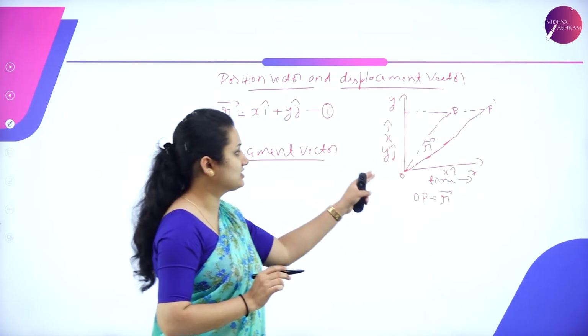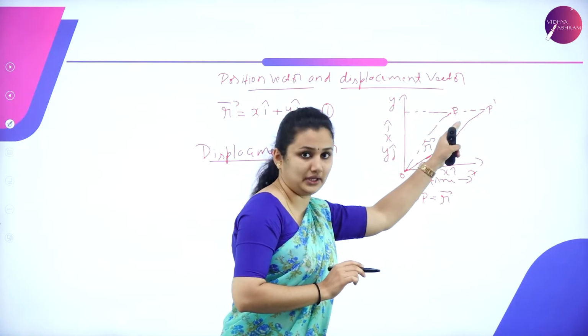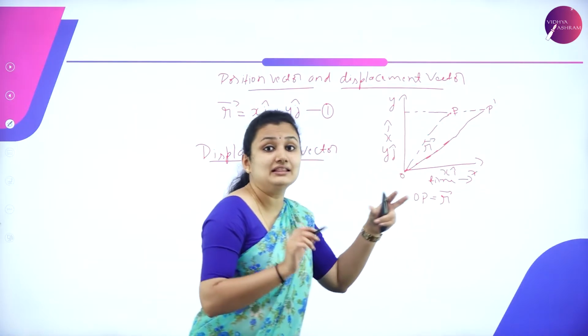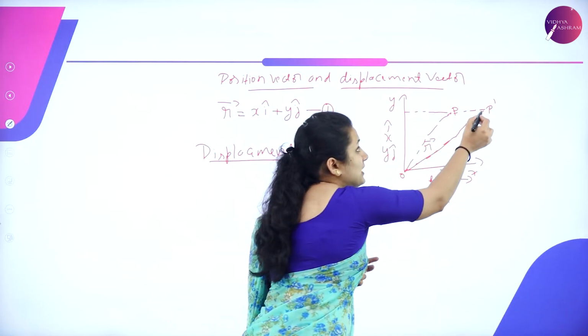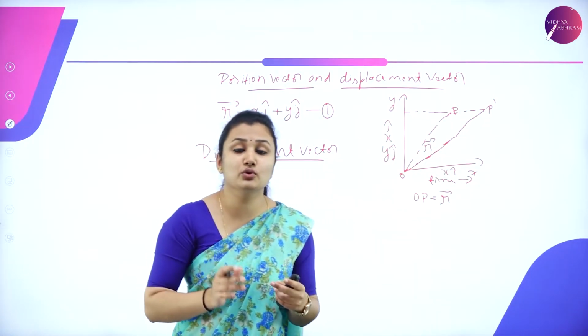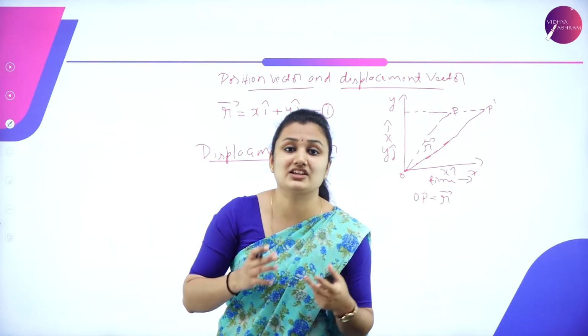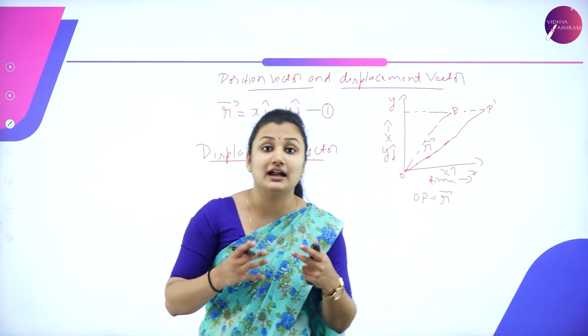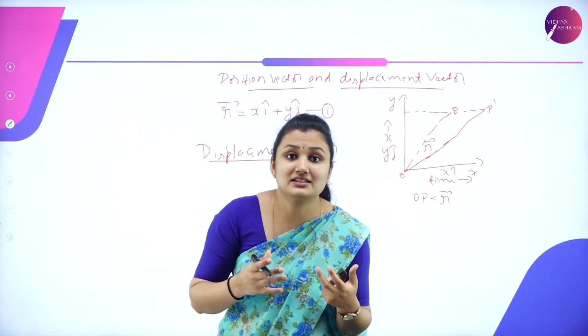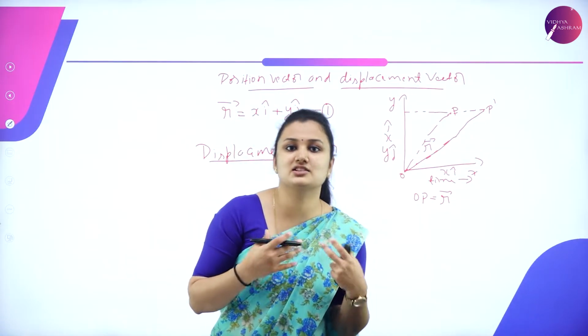So I have a particle which has moved from the origin to P, and from point P the particle is displaced to P dash. It has moved from point P to P dash. That means it has changed its position. It is displaced, which means it is nothing but the displacement vector.